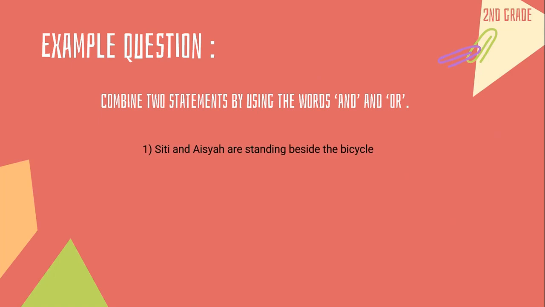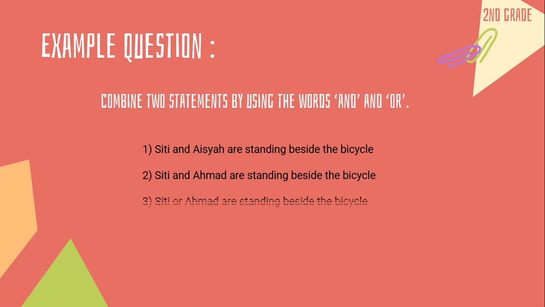So the first compound statement is Siti and Aisha are standing beside the bicycle. The next compound statement, Siti and Ahmad are standing beside the bicycle. And lastly, Siti or Ahmad are standing beside the bicycle. From these 3 compound statements, we notice that the first statement is true, which is Siti and Aisha are standing beside the bicycle, because both of these girls are standing beside their bicycle.